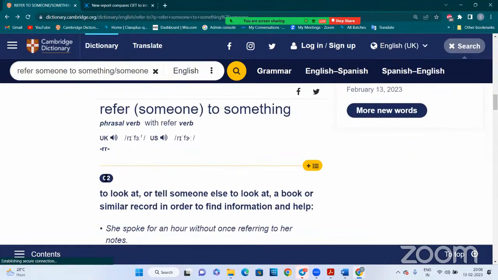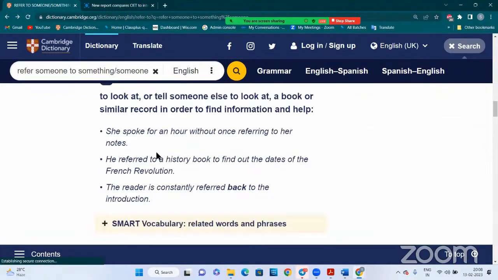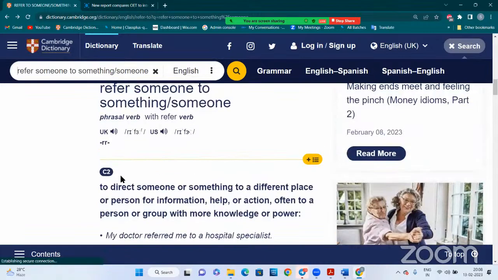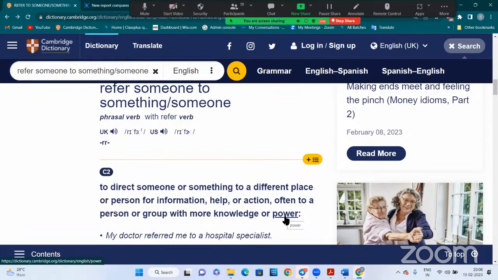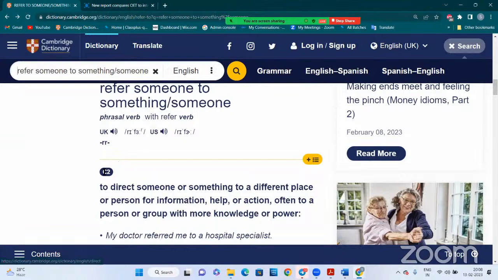It is C2 vocabulary. Refer is C2 vocabulary: to direct someone or something to a different place or a different person for information, help or action, often to a person or group with more knowledge and power. I don't know what to do with this patient, so I am referring to a specialist. It's C2 vocabulary. Now it is your wish, whatever you want to do.